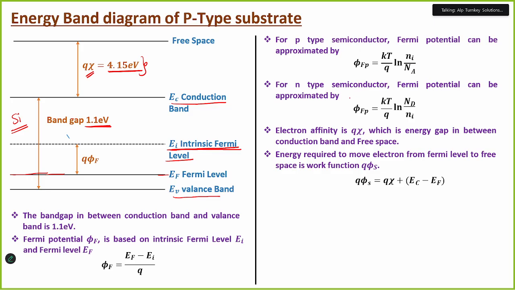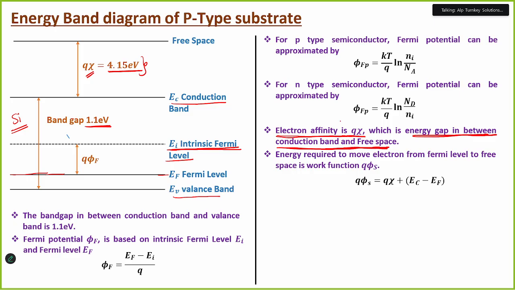For an n-type semiconductor, the work function is kT/q ln(Nd/n). And q times chi, this is nothing but the electron affinity. This is the energy gap between the conduction band and free space. That is nothing but electron affinity.